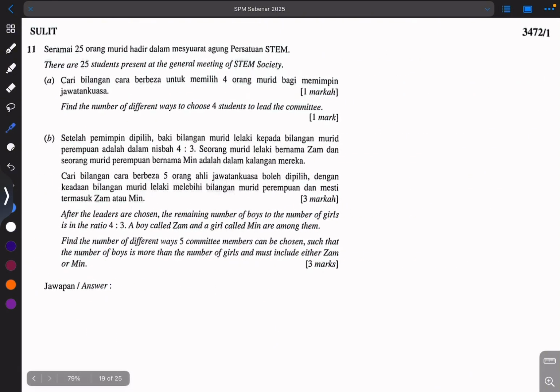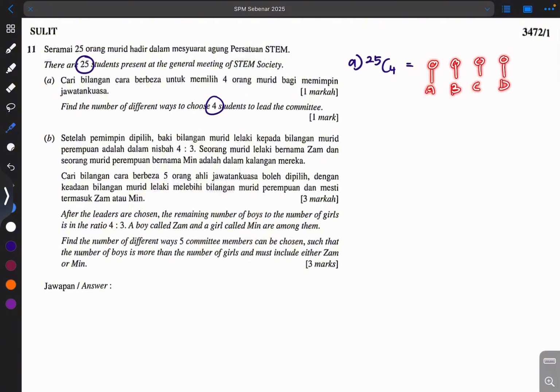Question 11. There are 25 students present at the general meeting of STEM Society. Find the number of different ways to choose 4 students to lead the committee. So we have 25 students, we need to choose 4. So this would be 25C4. We use C instead of P because arrangement doesn't matter. If you choose student A, student B, student C, and student D, or you choose D, B, A, C in this order, it doesn't matter. Still, the same 4 students are getting chosen. So when arrangement doesn't matter, we use C.